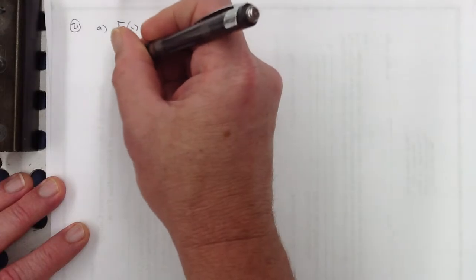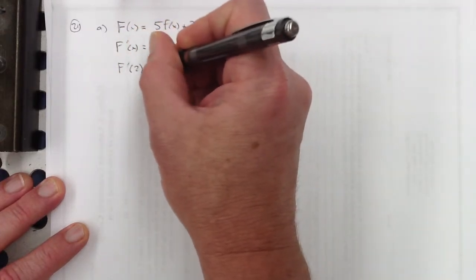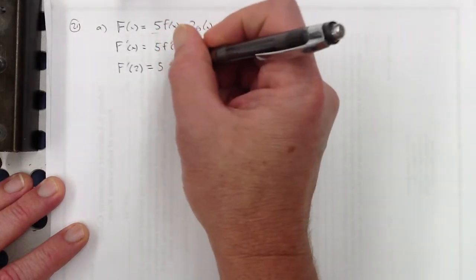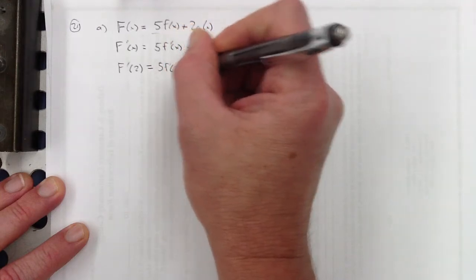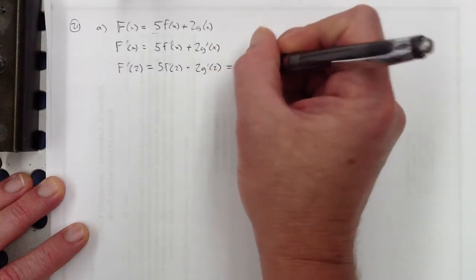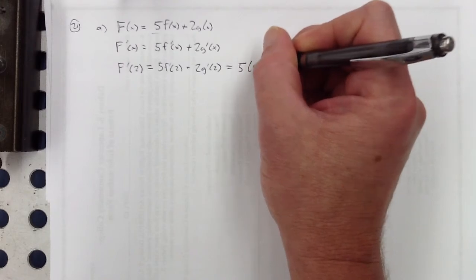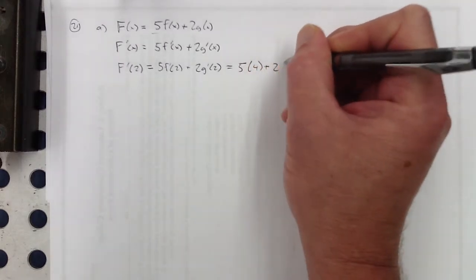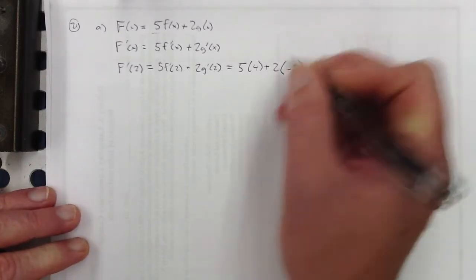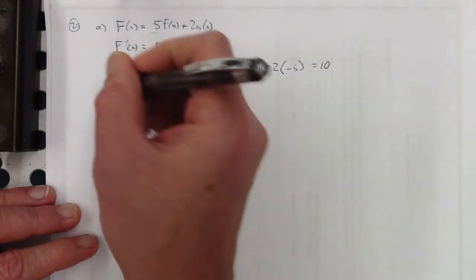Okay, and then we want to find F prime of 2. Little f prime of 2 is 4, and g prime of 2 is negative 5. 20 minus 10 is 10, most of the time.